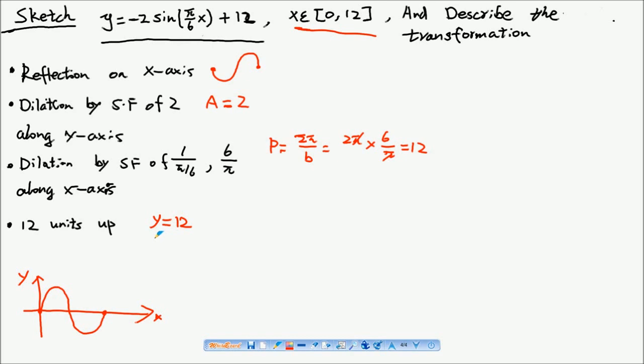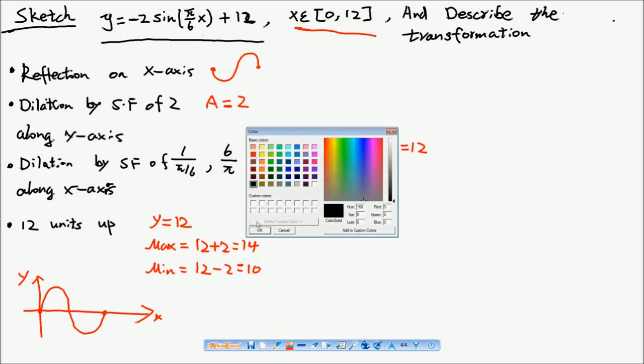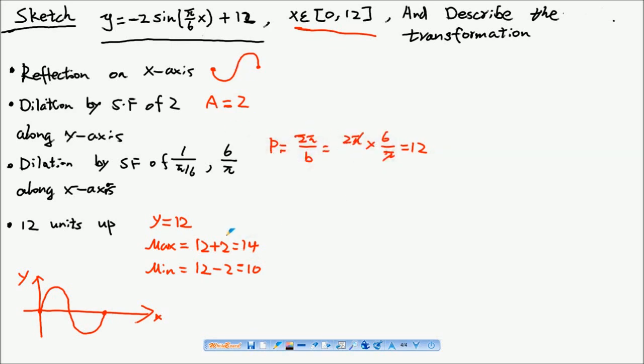The maximum of the trigonometry graph is always your neutral line plus the amplitude, which is 12 plus 2, 14, and the minimum point is your neutral line minus the amplitude, which is 12 minus 2, which is 10. Now after we gathered all the properties of the graph, we can draw our graph.